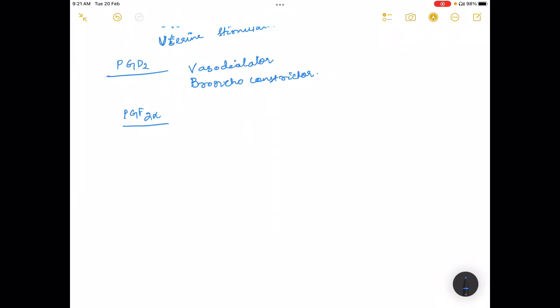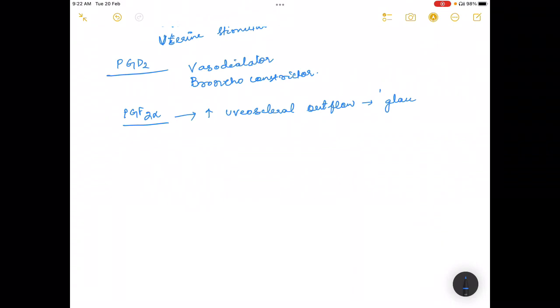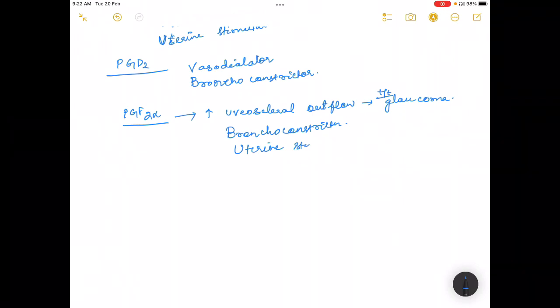So what does PGF2 alpha do? We studied it in glaucoma. In glaucoma, these PGF2 alpha analogs increase the uveoscleral outflow, and therefore it is used in the treatment of glaucoma. Apart from that, this also causes bronchoconstriction and uterine stimulation.